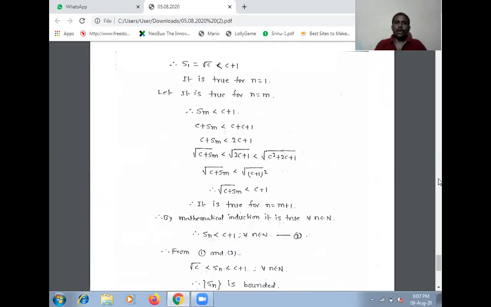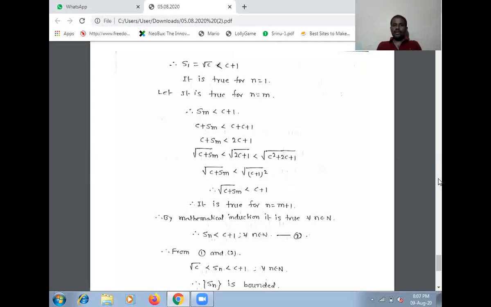S1 equal to root C is always less than C plus 1. You can give C any positive value, for example, C equal to 2. So root C equals what? Root 2 value is 1.414. But 2 plus 1 is 3. So 1.41 is less than 3. So it is true for n equal to 1.